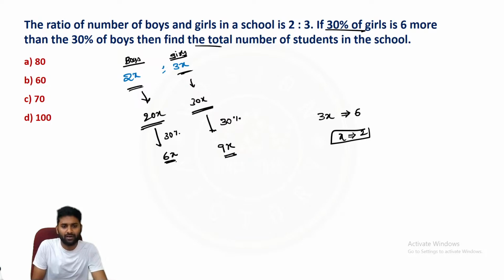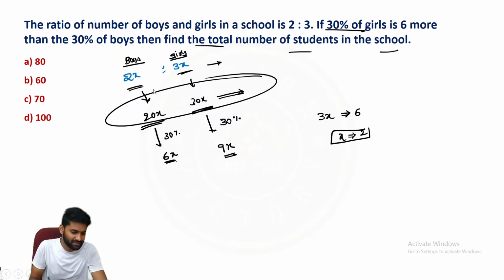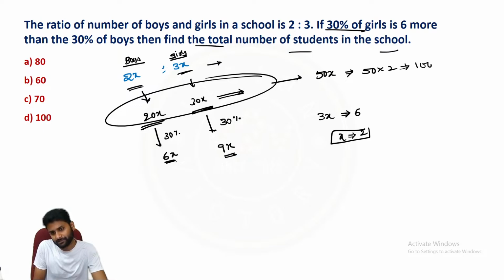Here the question is: find the number of total students. Then the total number of students is exactly equal to... So we are taking those values 20x and 30x. Don't replace them with 2x and 3x, we are changing the values, right? So according to that, the total value is 50x, x value is 2, then the total value is 100.